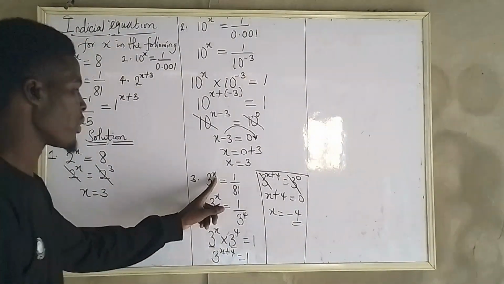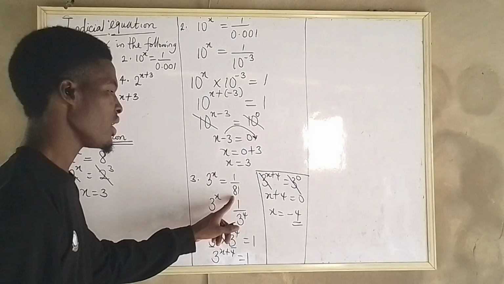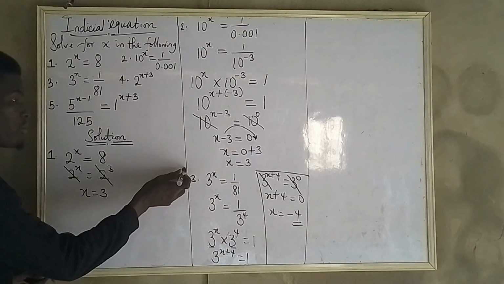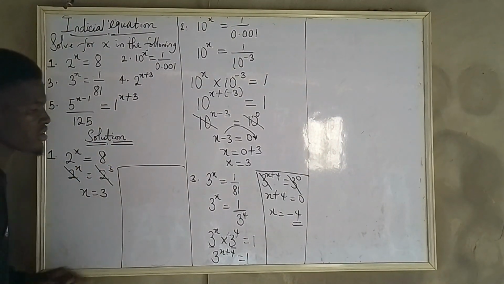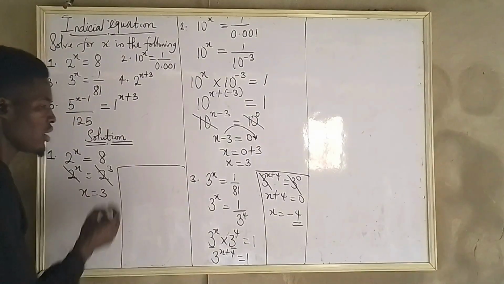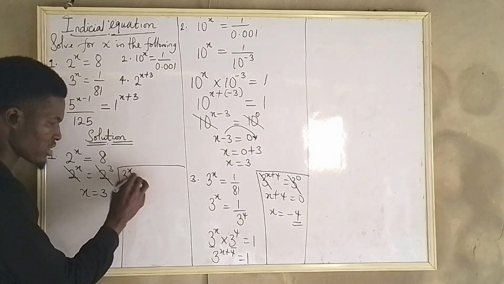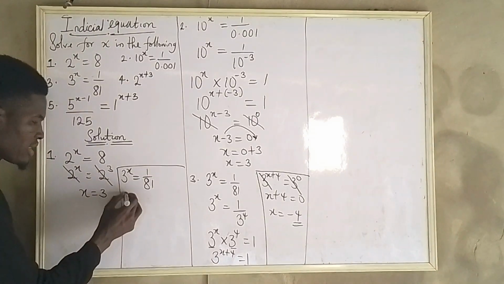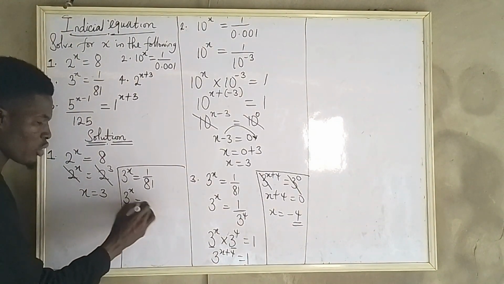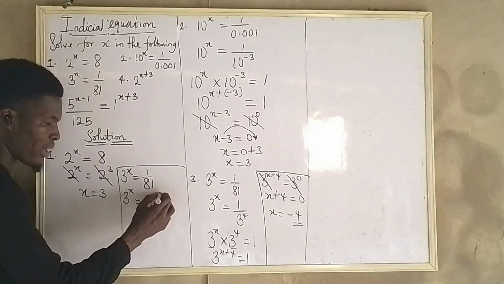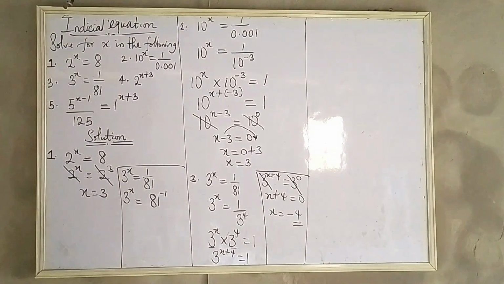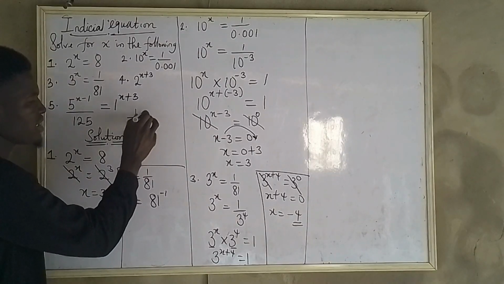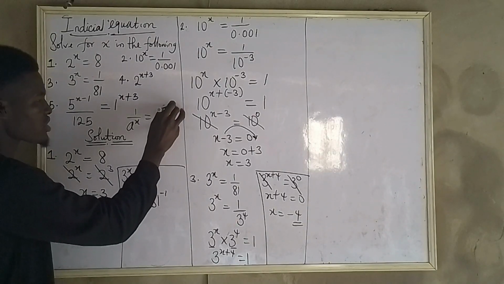See that if x is equal to minus 4 here, we are going to have 1 over 81. Now, the second method of solving this question. I have 3 raised to power x equals 1 over 81. I can say this is 3 raised to power x equal to 81 raised to power minus 1. Remember I told you under the negative index law that 1 over a raised to power x is the same thing as a raised to power minus x.